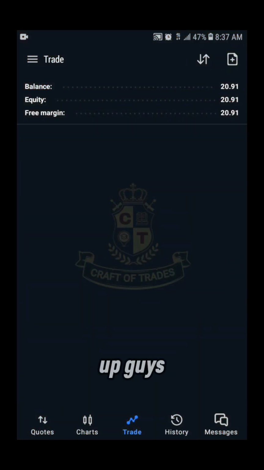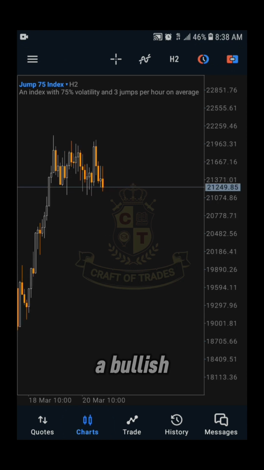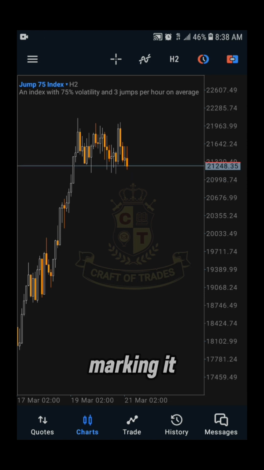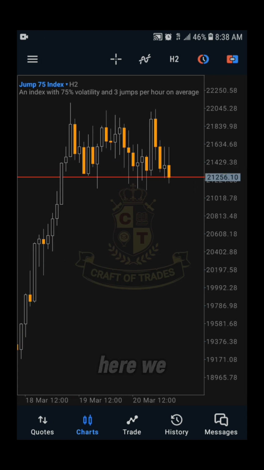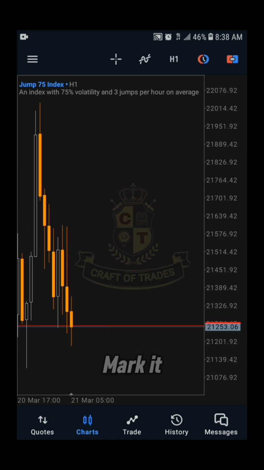What's up, guys? This is day 2 of turning $12 into $100. So we have $20.91. For now I spotted a bullish flag on Jump 75 Index, and I'm gonna be marking it for you to see. So right here we have our bullish flag, and let me mark it for you.